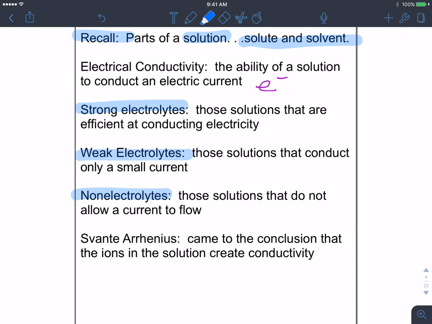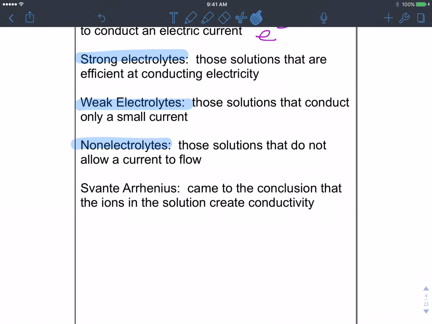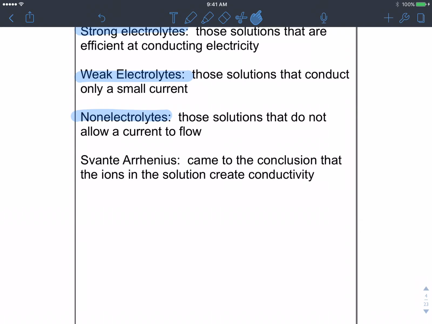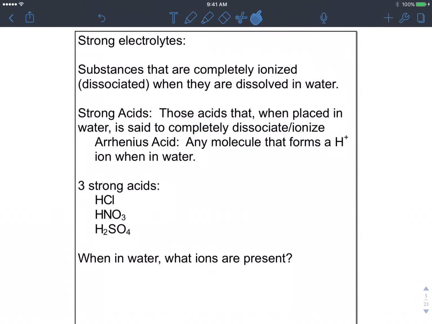Now, Svante Arrhenius, and I love saying his name, came to the conclusion that the ions in the solution create conductivity. Now, we're going to talk about Svante a little bit more as we go along, but he understood that in order to have electrical conductivity, you have to have ions.